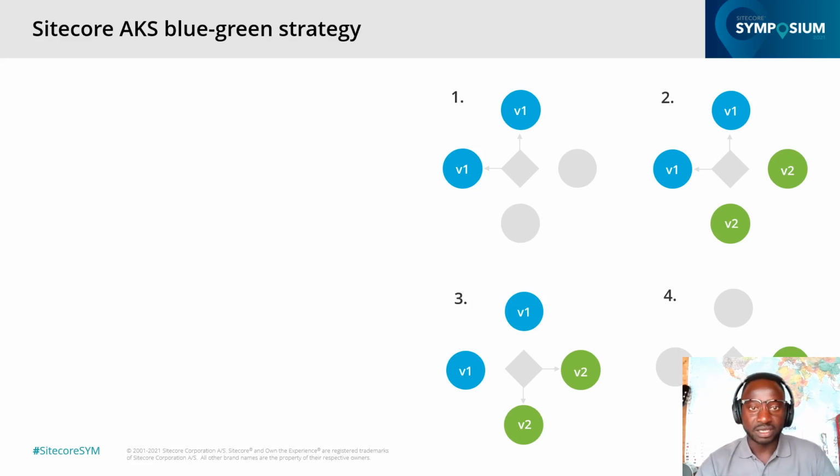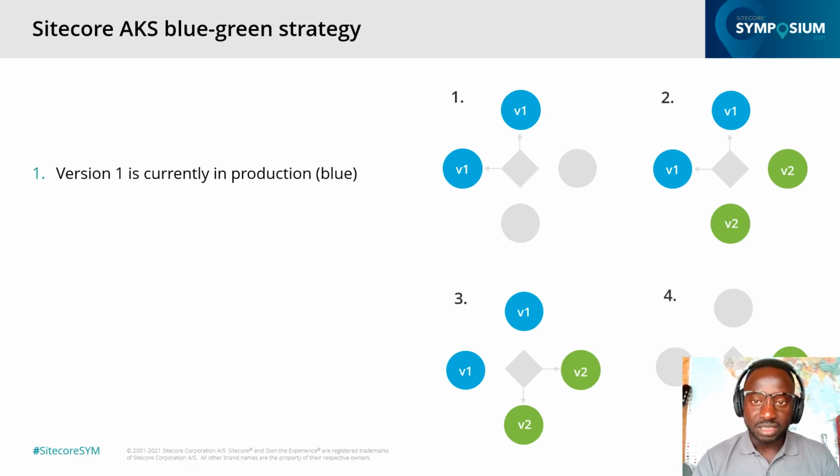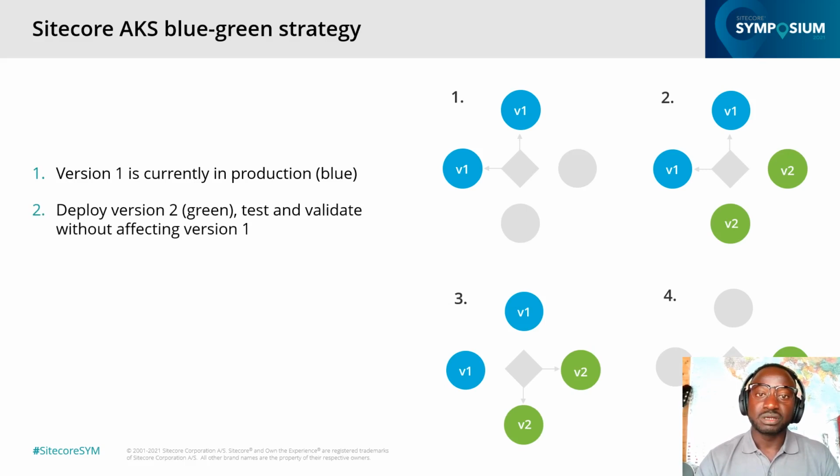This infographic shows us a fairly simplified AKS blue-green strategy, which allows us to achieve zero downtime deployments. How does it work? You need to define a blue deployment for version 1 of your Sitecore application and apply the desired state to your cluster. When version 2 comes along, you also need to define a green deployment, apply it to your cluster, test it, and validate it without affecting your version 1 in the blue deployment.